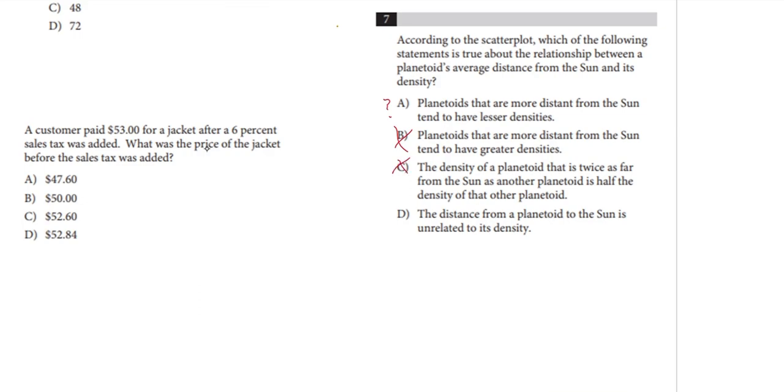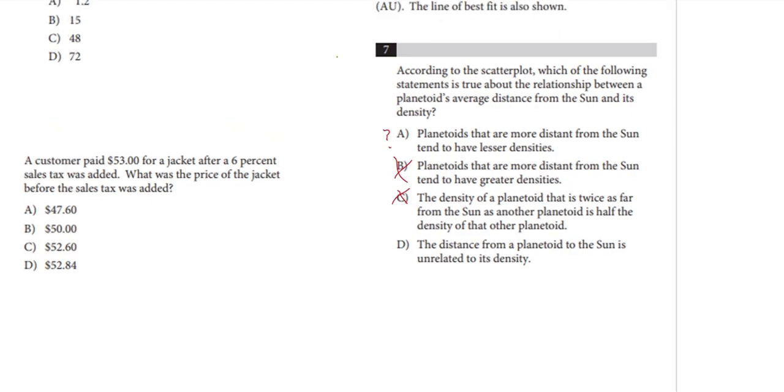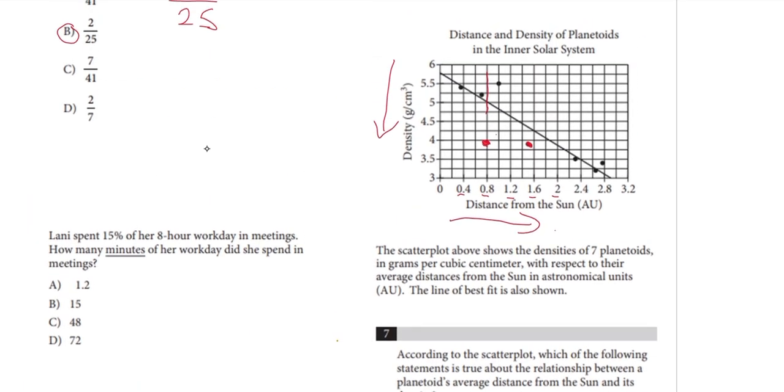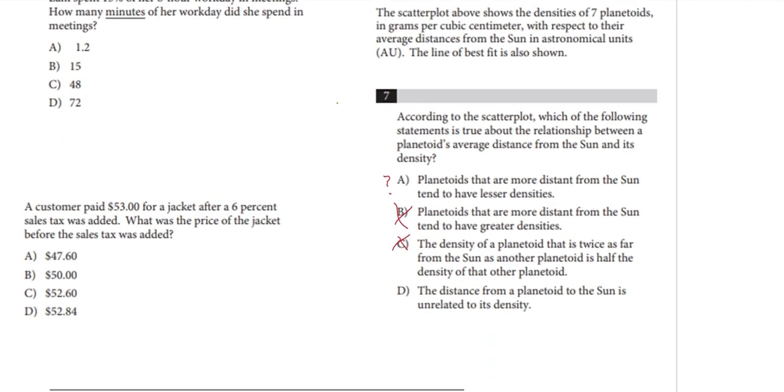D says the distance from a planetoid to the sun is unrelated to its density. Well, that's not true because we have a line of best fit, and it shows a trend that as the distance increases, the density decreases. So therefore, A is the correct answer.